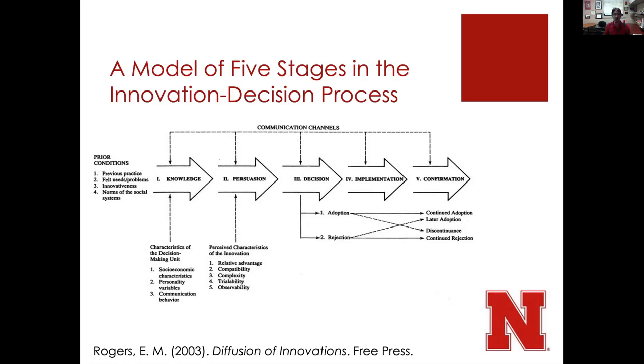After the knowledge stage comes the persuasion stage. During this persuasion stage, this is the time period where the change agent is trying to convince the individual or the organization to adopt the change. During this stage, a change agent could try to teach the group about the advantage of this new innovation. How is it going to make their life easier?